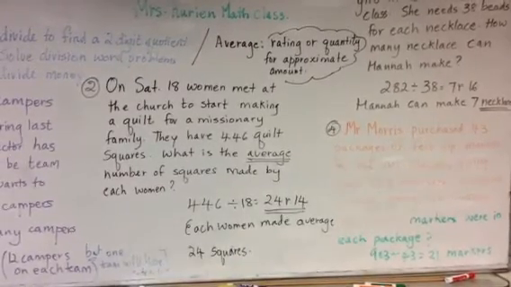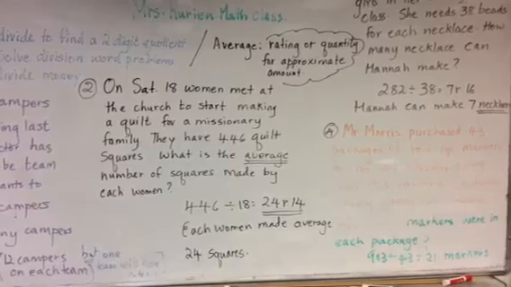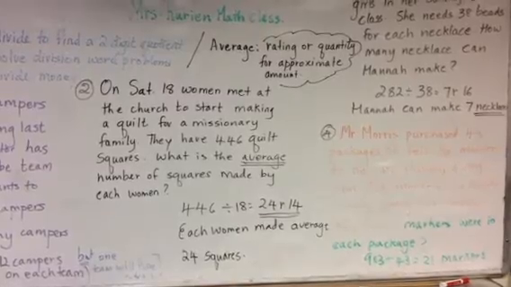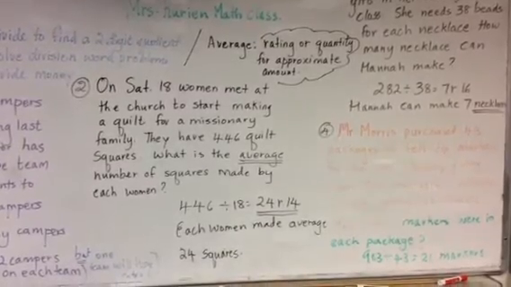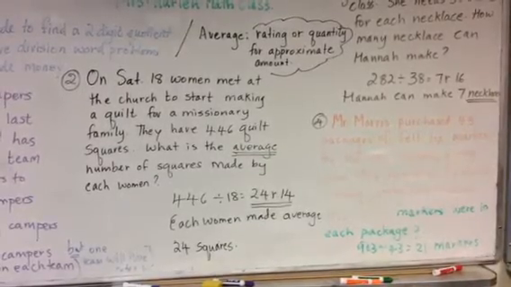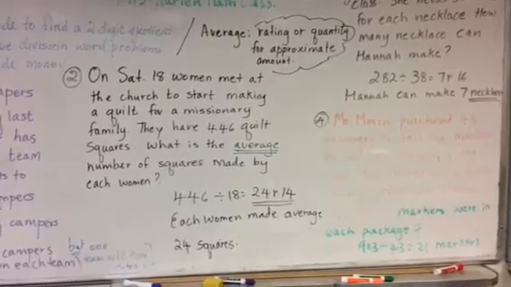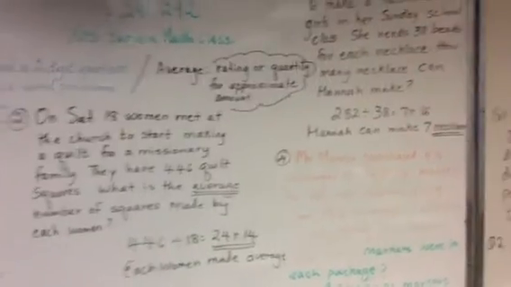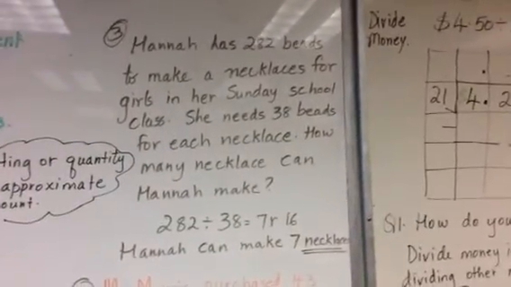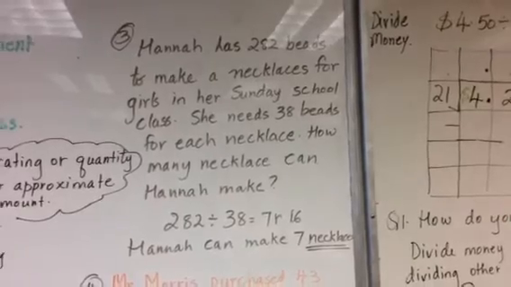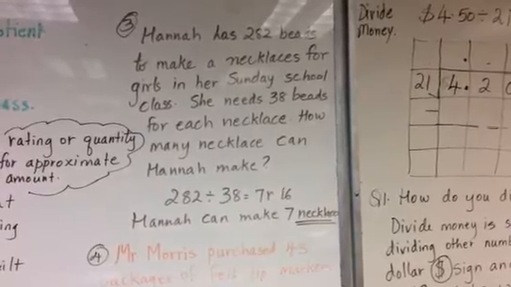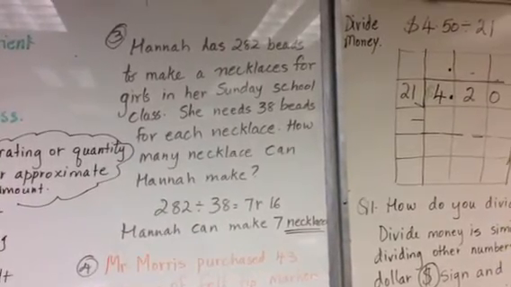So on Saturday, 18 women met at the church to start making a quilt for a missionary family. They have 446 quilt squares. What is the average number of squares made by each woman? 446 divided by 18 gives you 24 squares for each woman. Okay, let's look at number 3. A story problem. Hannah has 282 beads to make necklaces for girls in her Sunday school class. She needs 38 beads for each necklace. How many necklaces can Hannah make?